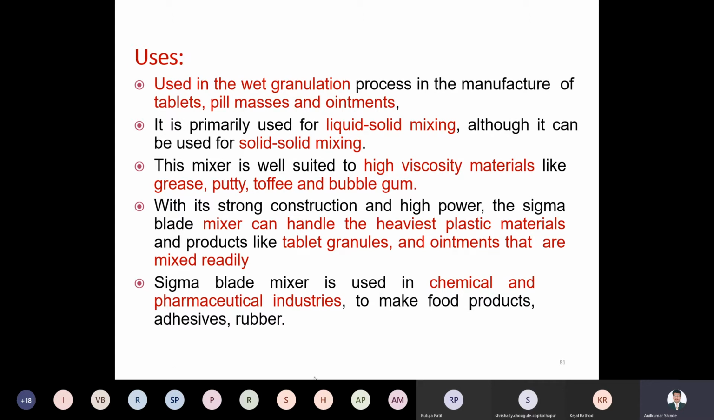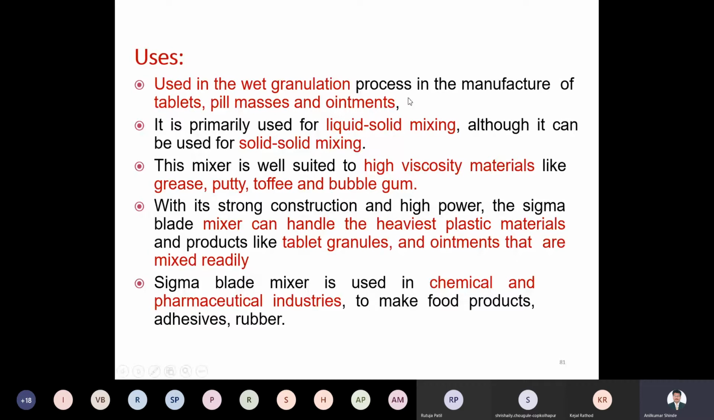Then if you want to prepare wet granulation, you can use it. You can also prepare pill masses. If you want to prepare smaller pills, you first have to prepare the mass, and a uniform mass is required. That's why this mixer is used. Then the masses are passed through different dies, which can produce pills of different sizes.